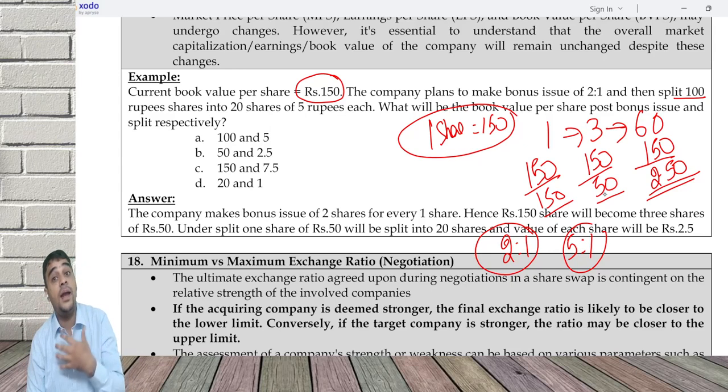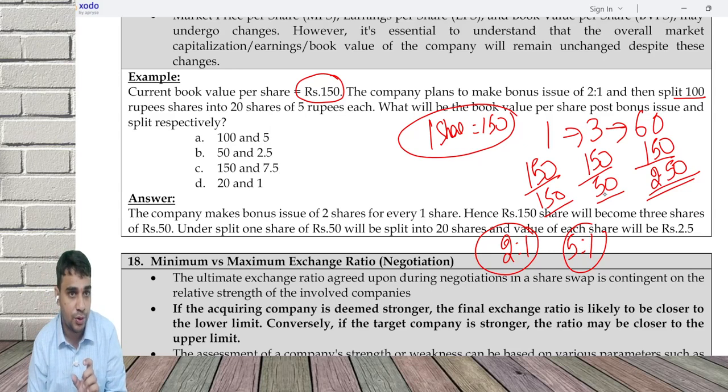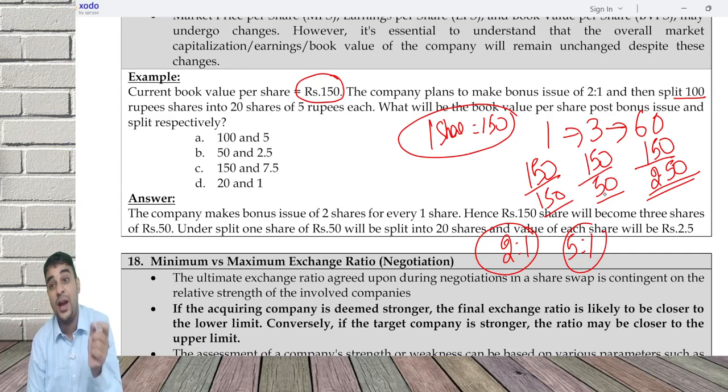If the acquiring company is very strong, that is, you go to the shop and you are the stronger person, you will push him closer to 200. And if the shopkeeper is stronger, he will push you closer to 500. So depending on who is stronger, the final ER will get fixed. Don't confuse it with the minimum ER and maximum ER calculation.